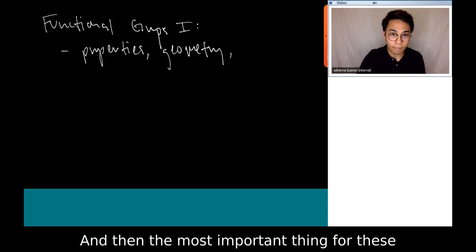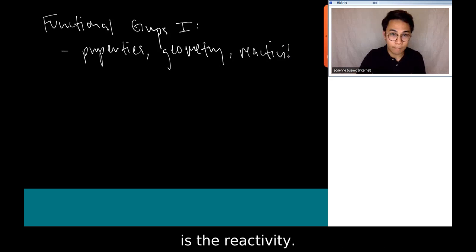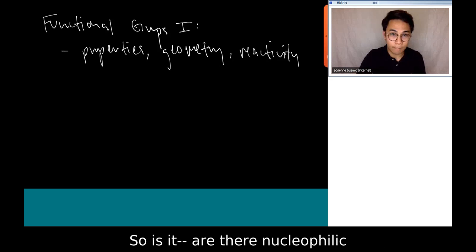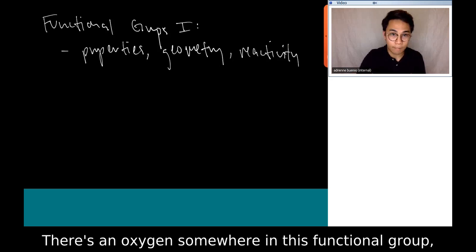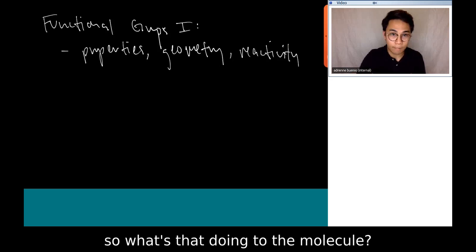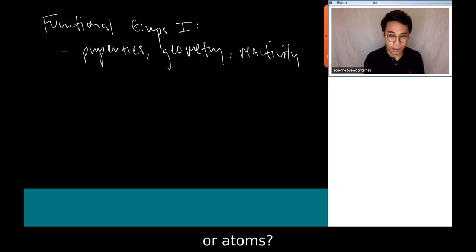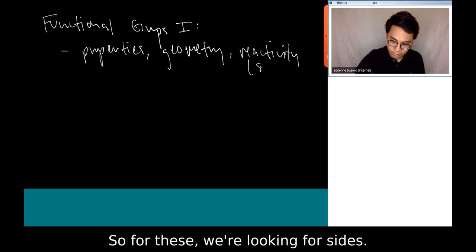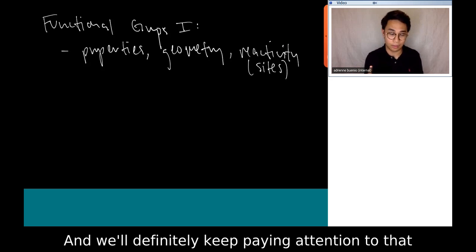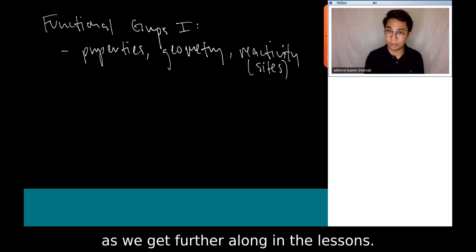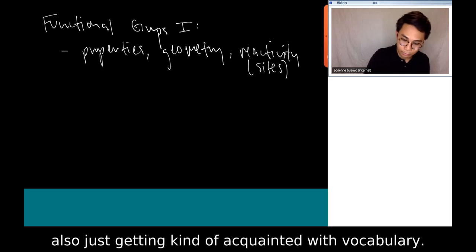And then the most important thing for these is the reactivity, right? So are there nucleophilic sites, electrophilic sites? There's an oxygen somewhere in this functional group. So what's that doing to the molecule? What's it doing to the rest of the molecules around it, or atoms? So for these, we're looking for sites, and we'll definitely be paying attention to that as we get further along in the lessons. And other than that, there's also just getting kind of acquainted with vocabulary.